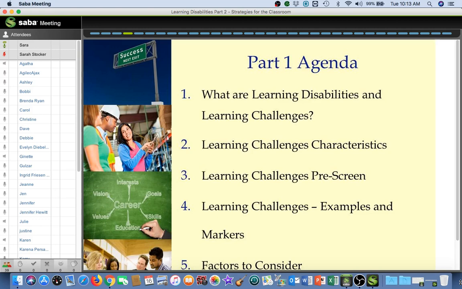Looking at the agenda from Part 1 from last week, we talked about what learning disabilities and learning challenges are, and the learning challenges characteristics sheet. We spent a lot of time looking at the learning challenges pre-screen and looking at examples and markers for visual, auditory, and organizational challenges. Then we talked a little bit about factors to consider. Before we move into the strategies piece of this session, are there any questions or comments about last week's session and the content that we covered?